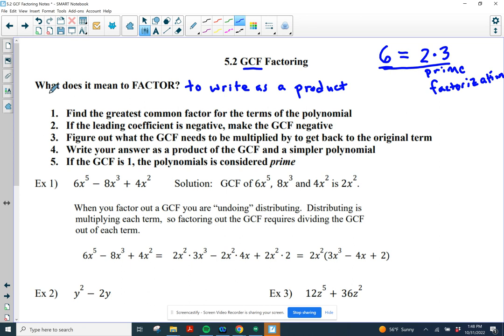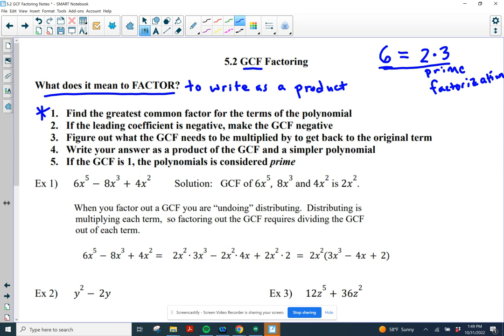So when we factor, what does it mean to factor? To factor means to write as a product. Multiplication. Product means multiply. So today we're going to do GCF factoring. To factor out a GCF, the first thing you have to do is find the GCF. So you look at all the terms of the polynomial, however many terms you have, and you find the GCF for all of the terms.